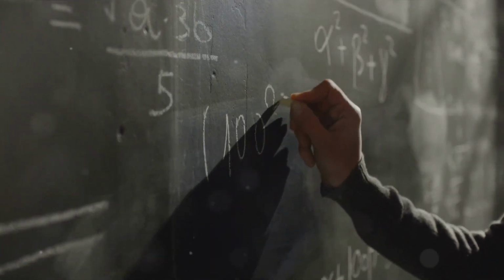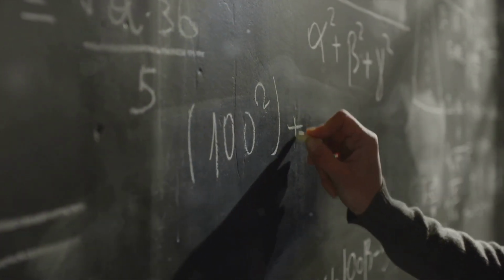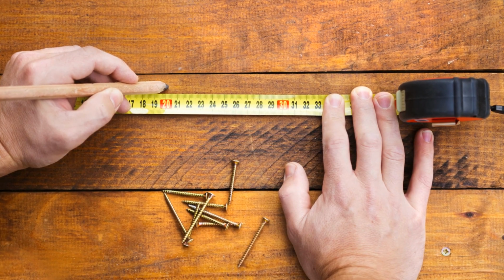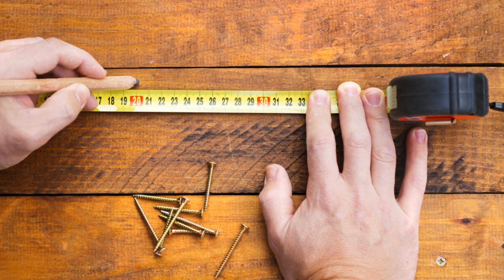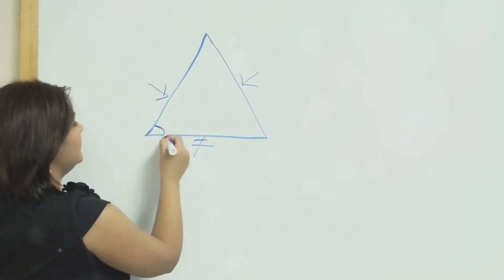For triangles, you'll want to multiply the base by the height and then divide by 2. Imagine you're dealing with a triangular space that's 10 feet at the base and 6 feet high. You'd end up with 30 square feet.